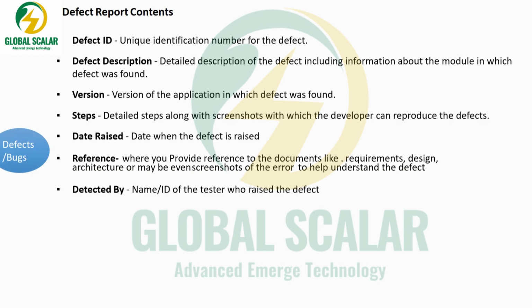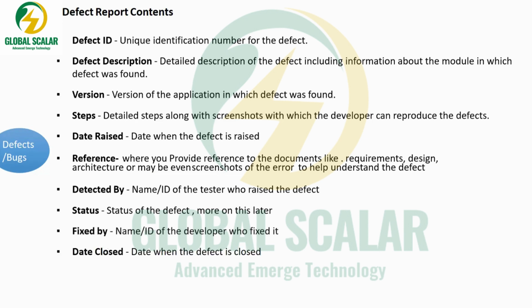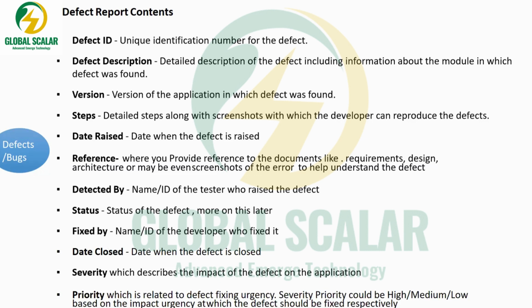When you are raising the defect, you will give your name, which is important, or some IDs. And status: whenever you make changes in the defect ticket, you will move the status. Then the developer you are going to assign, the date closed, and severity and priority. This is very important. Severity is how it is impacting the application, and priority is how urgently you need to fix the defect.